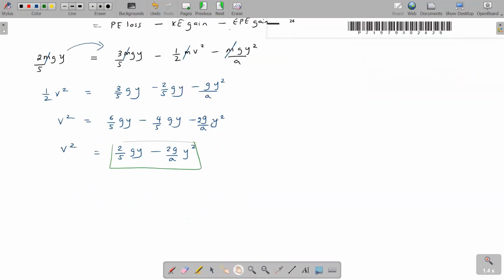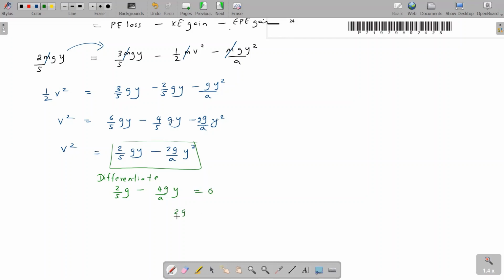Okay, so let's differentiate. When you differentiate, what do you get? 2 over 5g. Now don't go and differentiate v square to get v. We don't need to do that. All our concern is that this is a quadratic and I want to get the maximum value of this quadratic graph. Then find the y that gives the maximum v square. So I'll just differentiate: 2g over 5, y differentiation is 1, minus 4g over a y square, the 2 comes in front. So set it to 0.